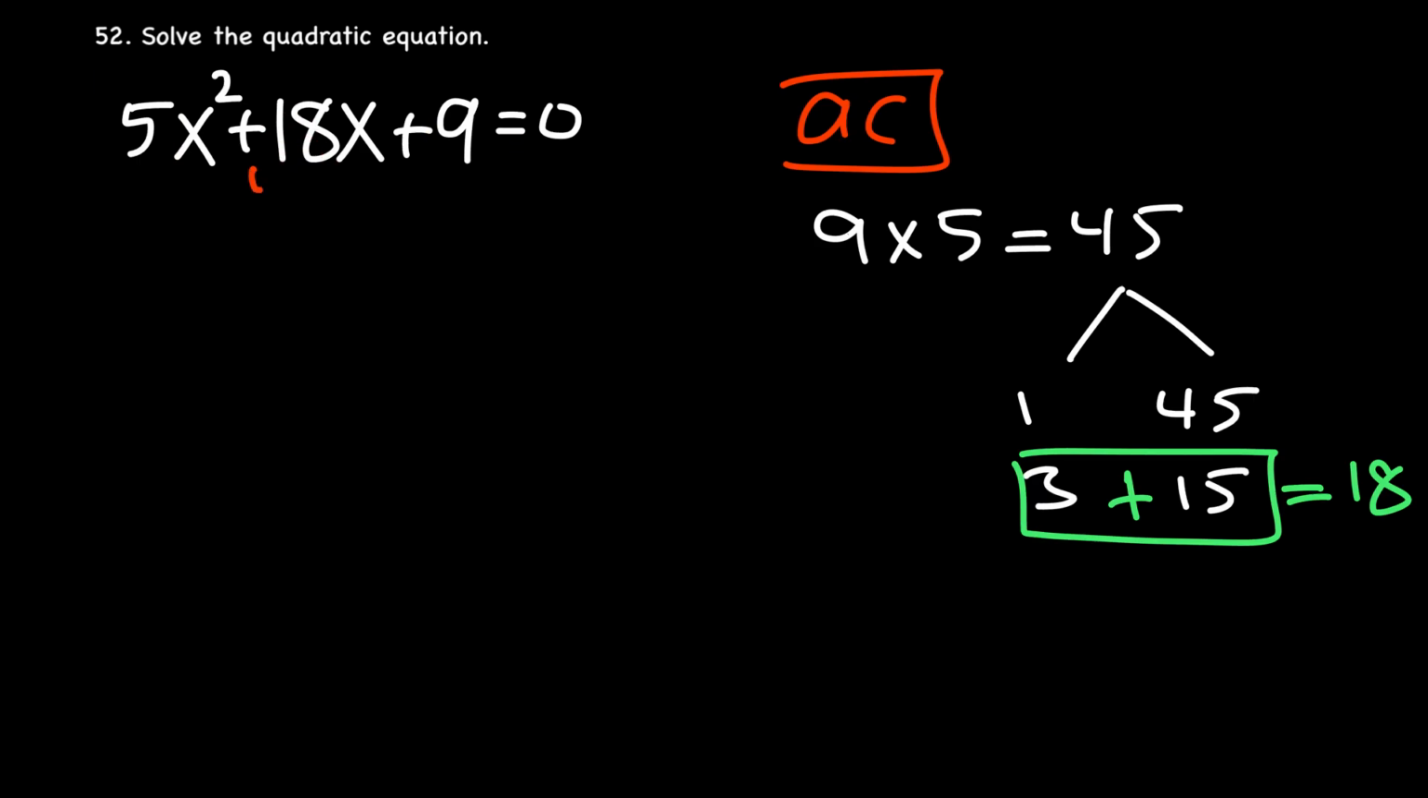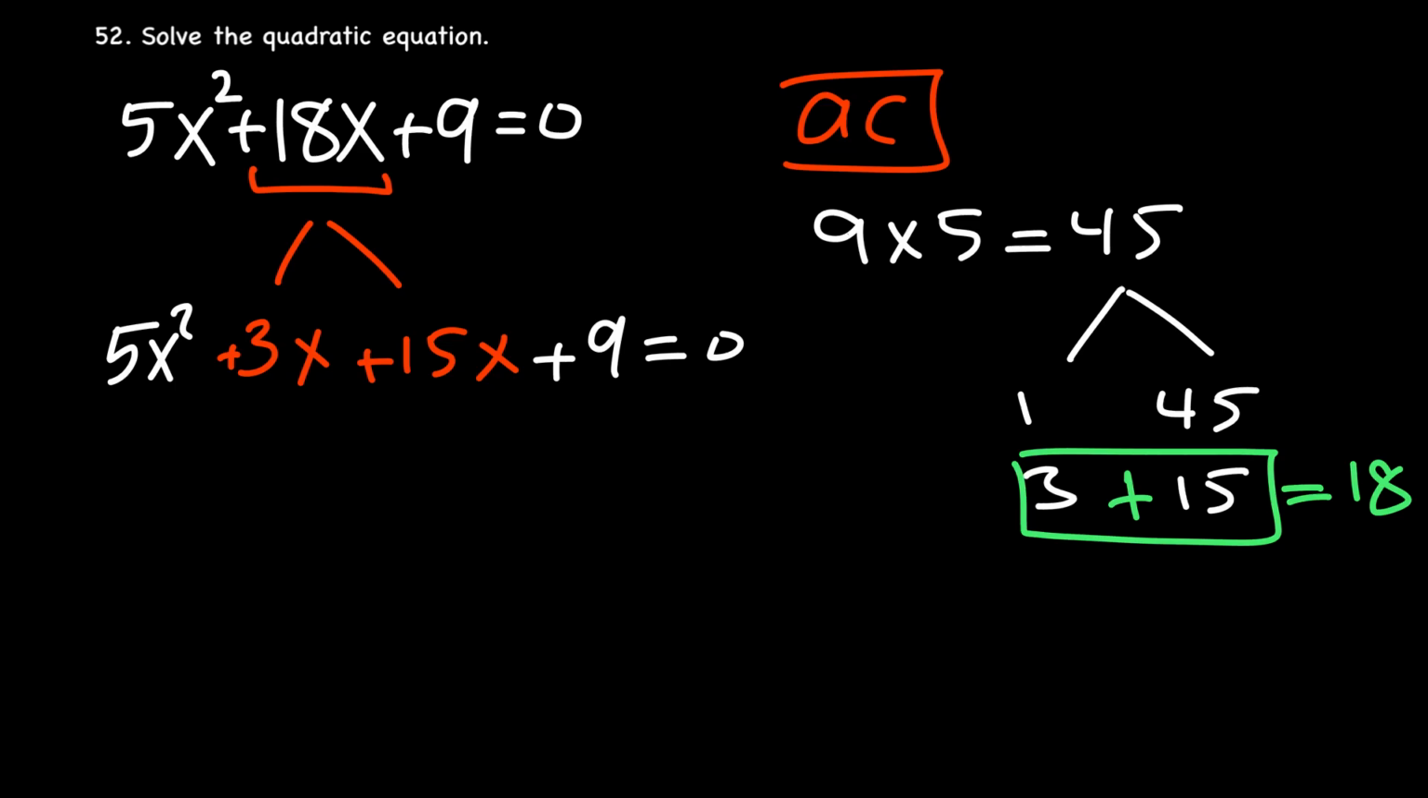The next step is to split the middle term with the two numbers we found. So we have 3x and 15x. If we add them together, we will have 18x. So basically, we did not change anything in the question, and the other terms of the equation stay the same. Next, we factor by grouping. We will take this as the first group and this is the second group.